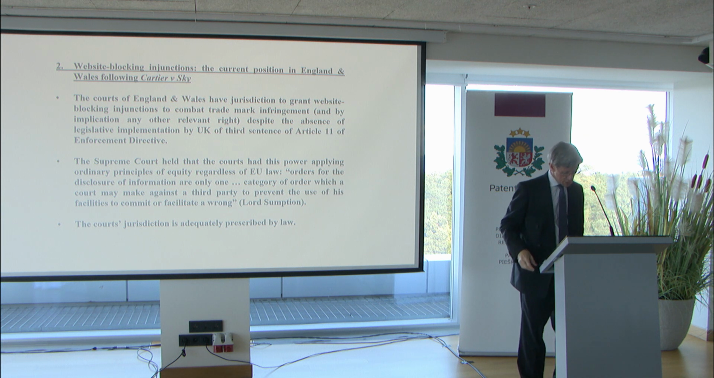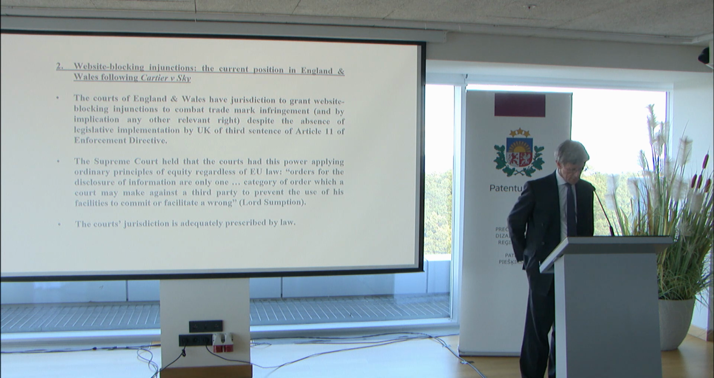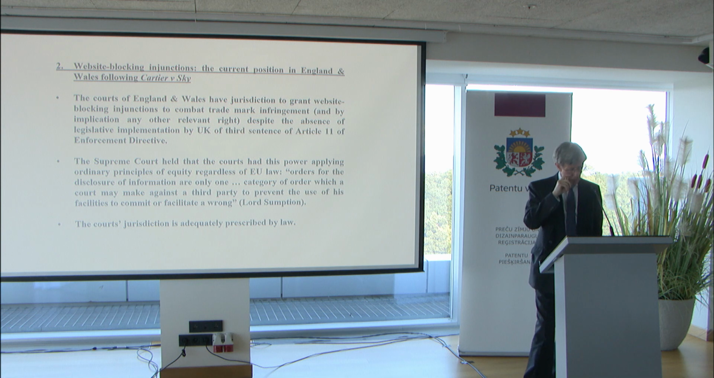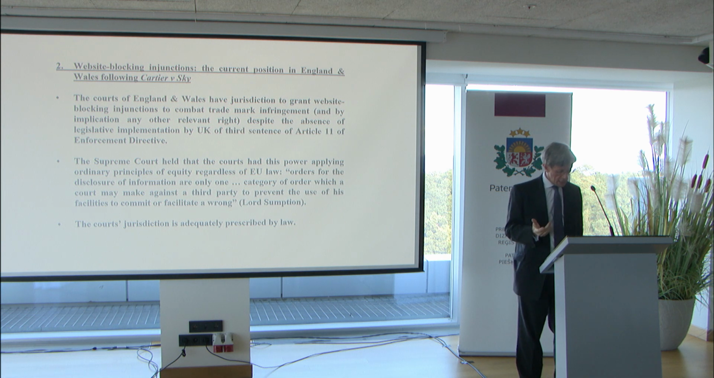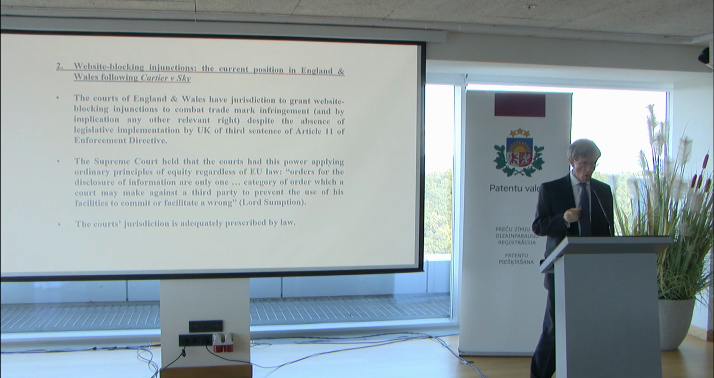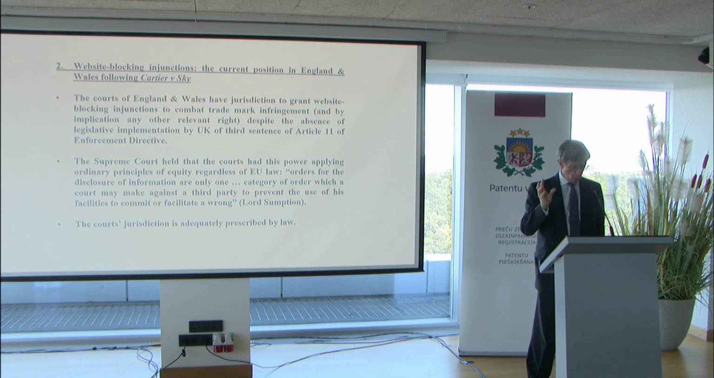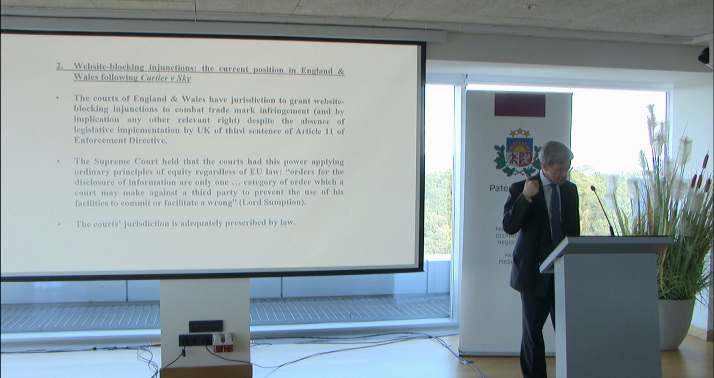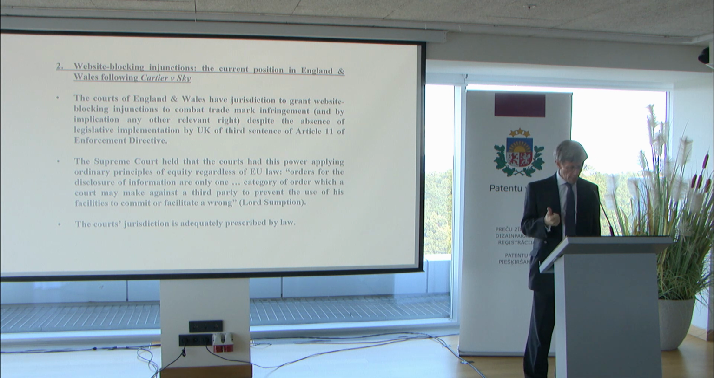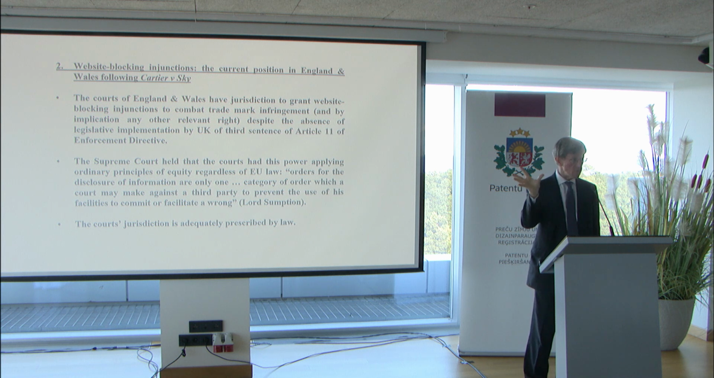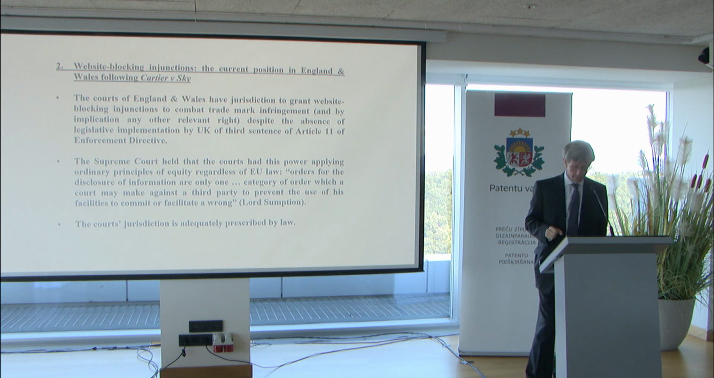And as Lord Sumption, who gave the leading judgment, said, orders for disclosure of information, which is a very common type of order that we make, are only one category of order which a court may make against a third party to prevent the use of his facilities to commit or facilitate a wrong. So you will see it's a very broadly expressed power. We have the power to make orders against third parties requiring prevention of the use of their facilities to commit or facilitate any wrong, and I'll come back to that later.